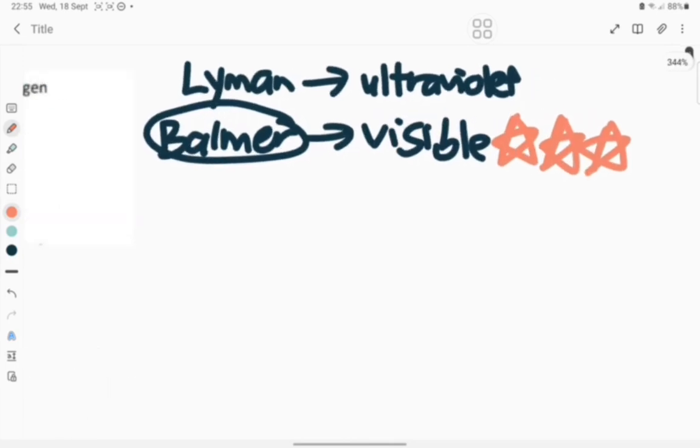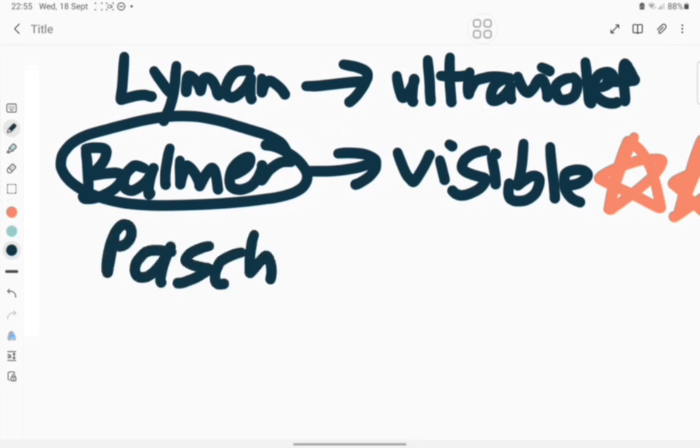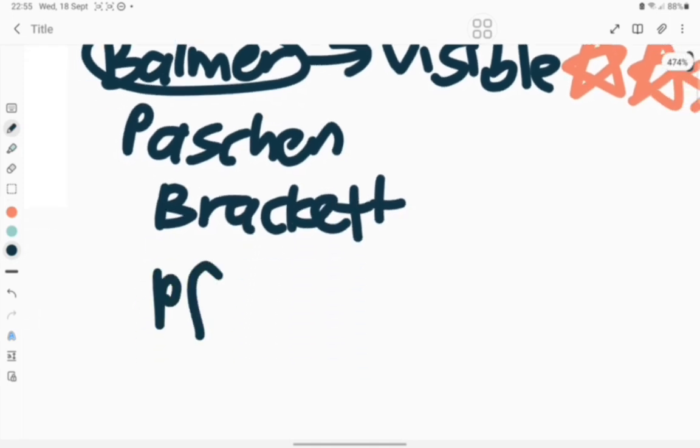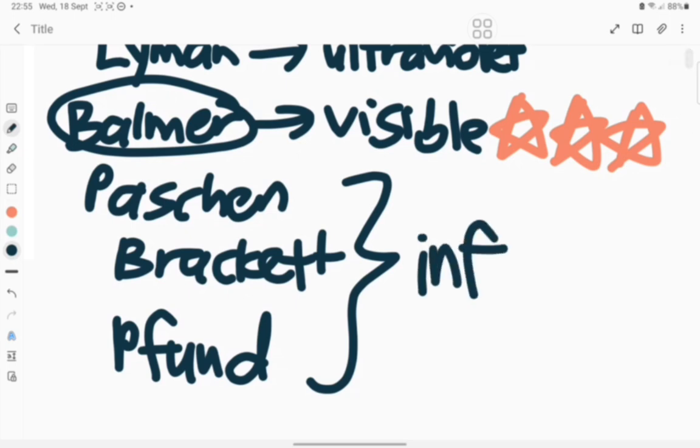So take notes. And for the other three, which are Paschen, Brackett, and Pfund, these three have the same spectrum region, which is infrared. Okay, infrared.